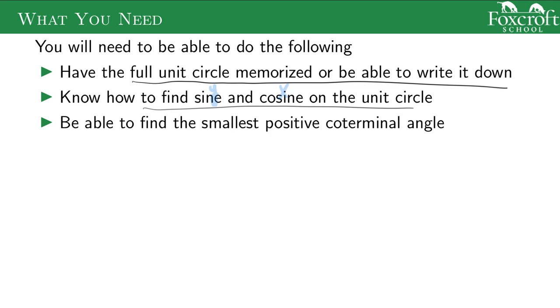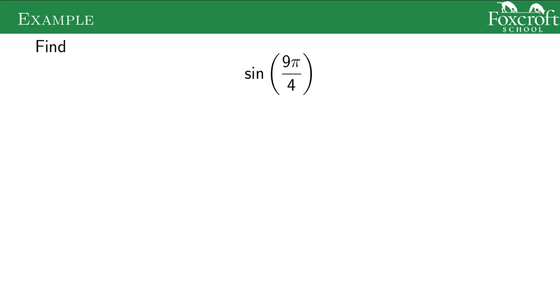And the last thing you need to do is be able to find the smallest positive co-terminal angle. That's what we focused on in the previous learning objective. And then putting all this stuff together, you can find the sine and cosine of any angle that I give you. So let's look at an example.